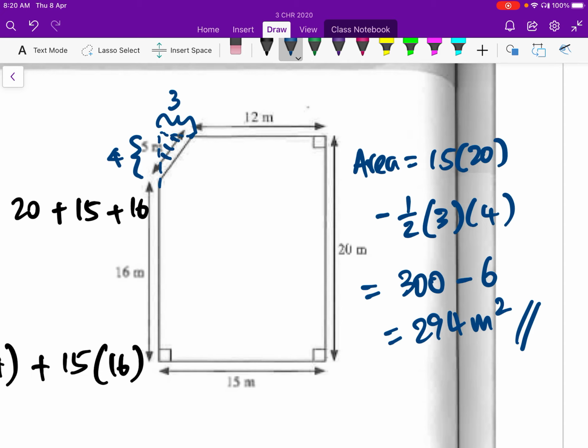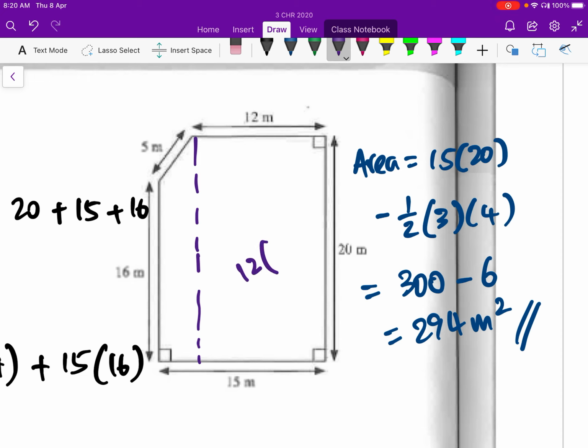There is one last way to do it that I can think of. That is dividing it this way. So this will be 12 times 20 on this side. Then this will be half times the sum of the parallel sides, which is 16, plus 20, then times the perpendicular height, which is 3. Then add them up. Same answer. So 3 ways to do it.